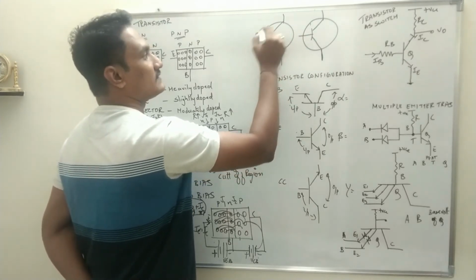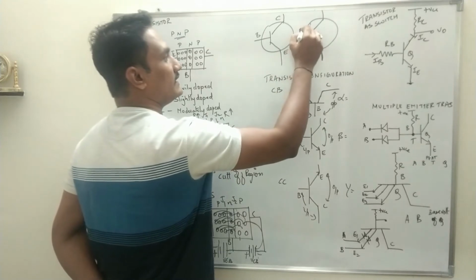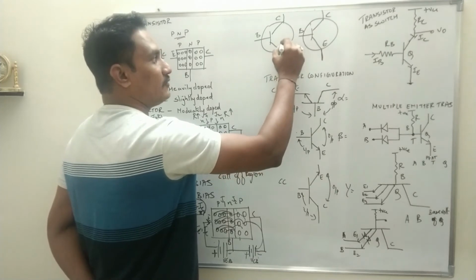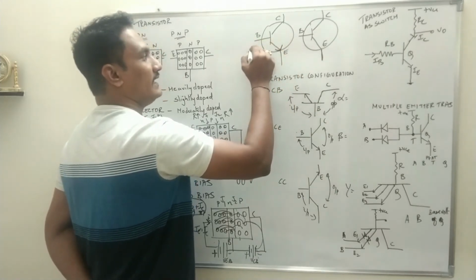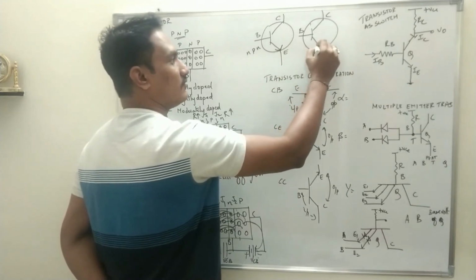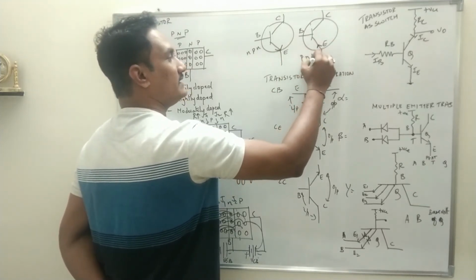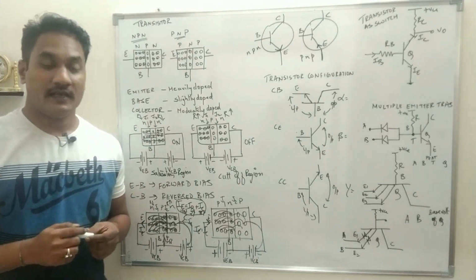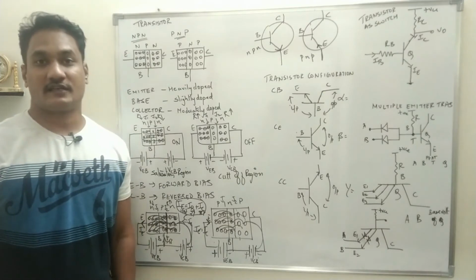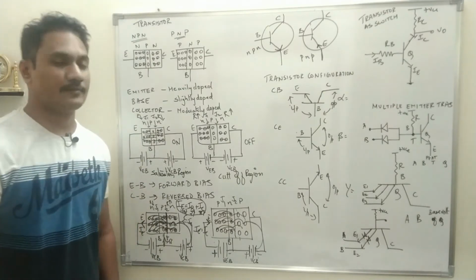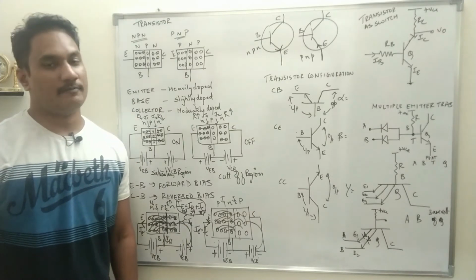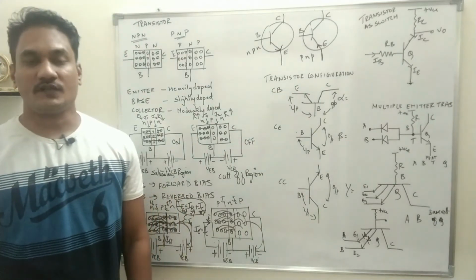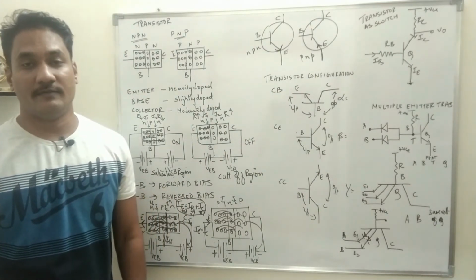So this is base, this is collector, this is emitter, both are the same at present. Now if the arrow mark is outward, this is an NPN transistor. If the arrow mark is inward, this is a PNP transistor. So the arrow mark should always be placed on the emitter terminal and the arrow mark indicates the direction of current flow. So this is the symbolic representation of a transistor, NPN as well as PNP. Next is transistor configuration. See, the transistor has three terminals, emitter, base, collector.